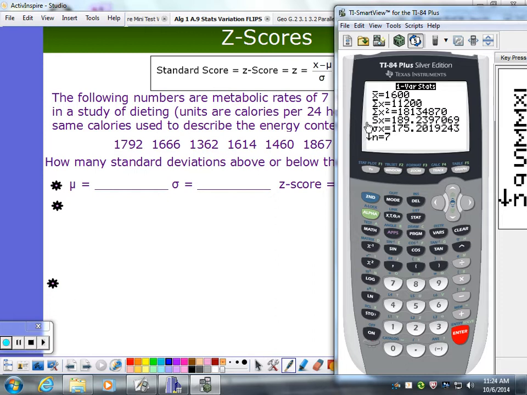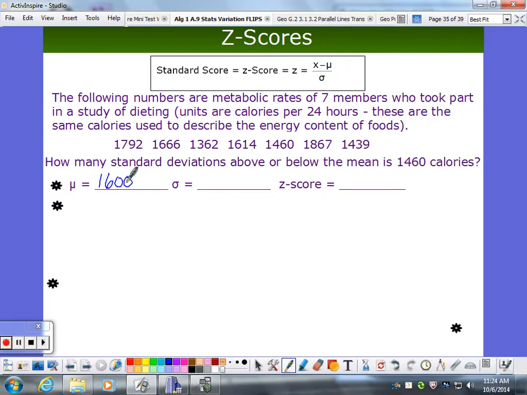Okay. 1600 plus approximately 175.2. Is that what we got? Yeah. All right, so z-score says x minus mean over standard deviation. What's the x? 1600. That's the mean. How many standard deviations above or below the mean is 1460 calories?